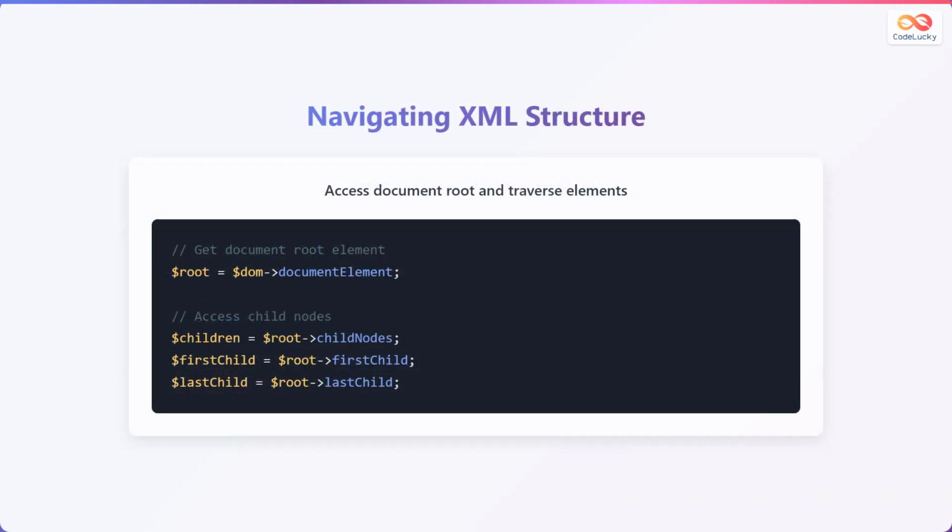After loading the XML data, you'll want to navigate the XML structure to access specific elements and their content. Here's how you can access the document root and traverse its elements. To get the root element of the document, use the documentElement property of the DOMDocument object. From the root element, you can access child nodes, such as the first child or the last child, using the childNodes, firstChild and lastChild properties respectively. These properties allow you to move through the XML hierarchy and access individual elements.